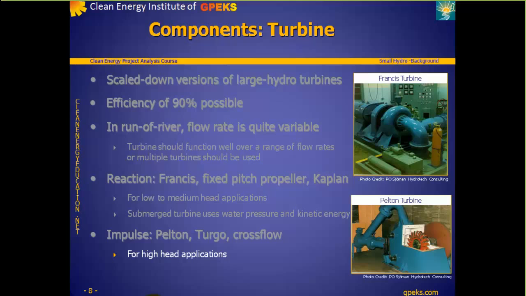The runner itself is a wheel with buckets around its perimeter. It spins in air and is not immersed in the flow. The jet is fired through the air at the buckets of the turbine, which, due to their shape, cause the flow to be deflected backwards. Since momentum is conserved, the radical change in the momentum of the jet exerts an impulsive force on the runner, causing it to spin.